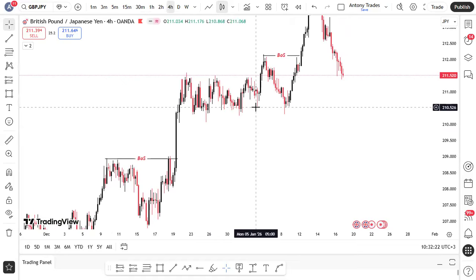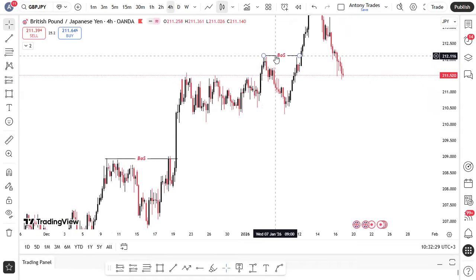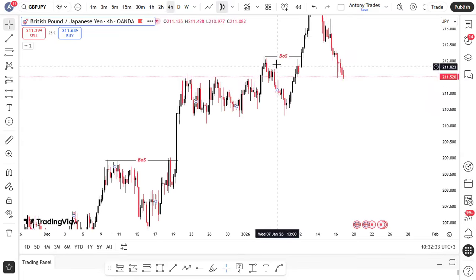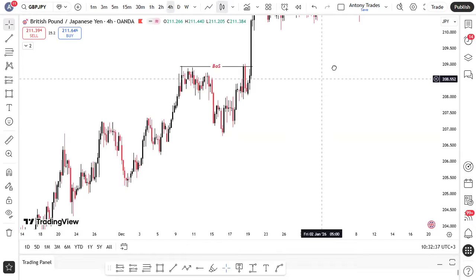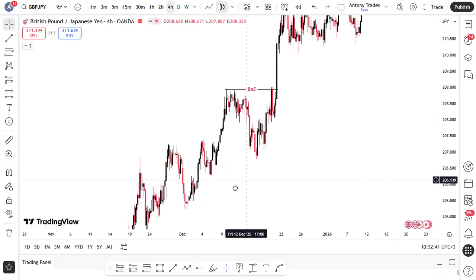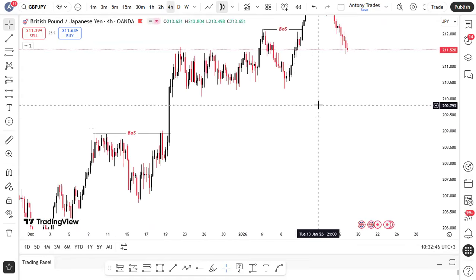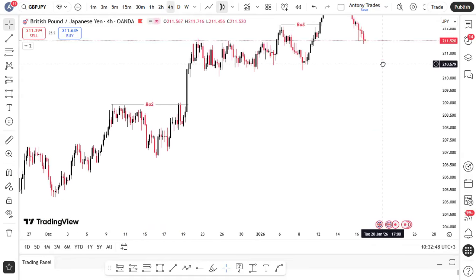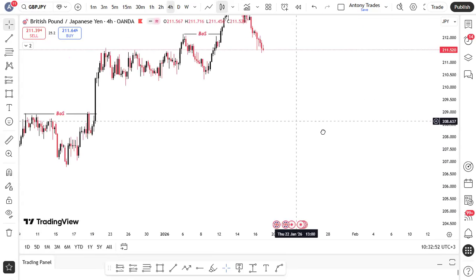Because someone can argue that this break of structure swept liquidity below this low, but for me, I could trust this break of structure if it had swept liquidity below this low. So for me, honestly, the GJ is not my pair that I should be looking for any setup as at now. I don't see any clean pure high for me to look for buys.